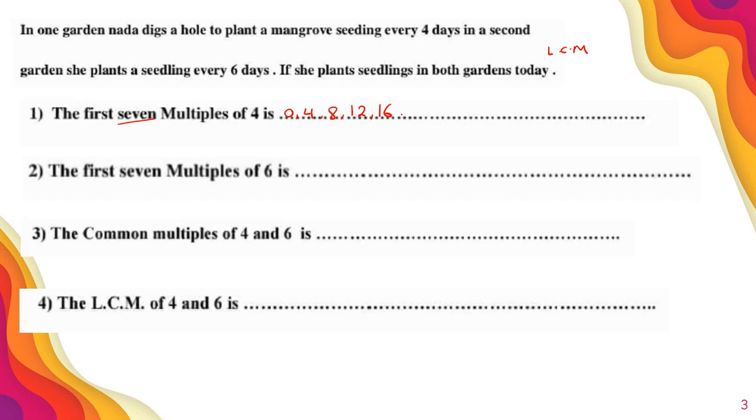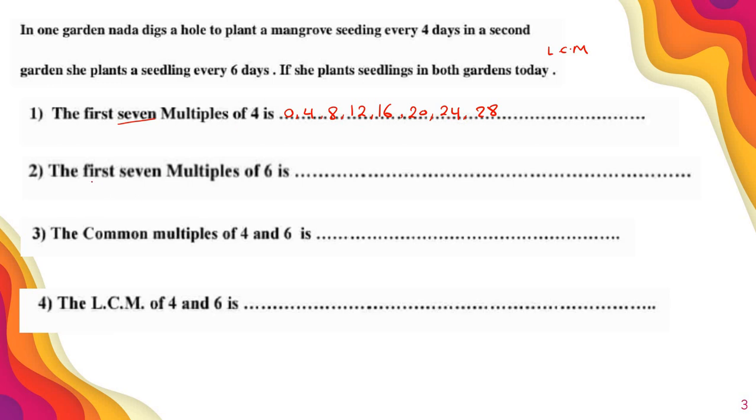Starting from 4: 1, 2, 3, 4. I have 3 more. If I add 4, it will be 20. If I add 4, it will be 24. Then 28. Now I have 7: 1, 2, 3, 4, 5, 6, 7 multiples of 4.